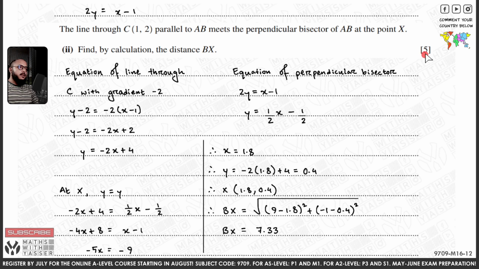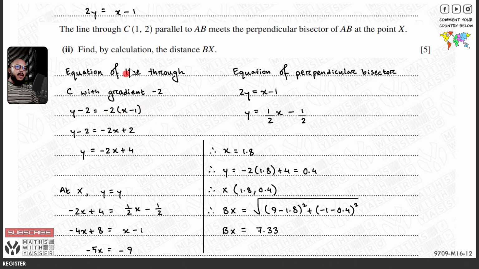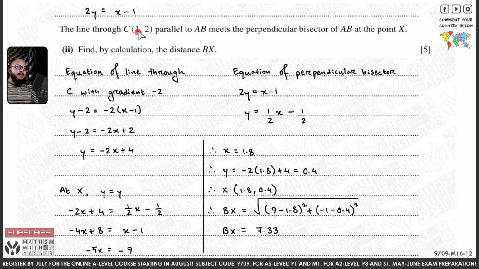And this question is of 5 marks, so we have to do a bit of thinking. So first, we need to find the equation of the line through C. Since the line through C is parallel to AB, the gradient of the line AB is the same as the gradient of the line passing through C. We also know the point, so that point satisfies this line.